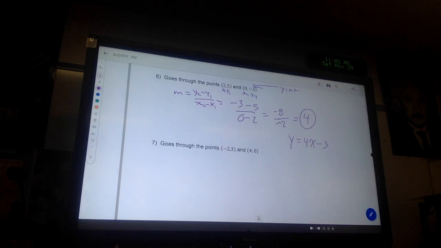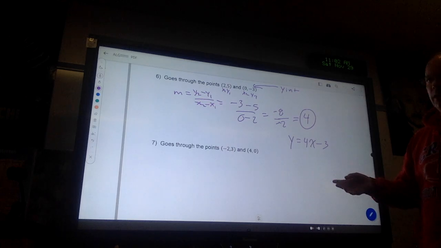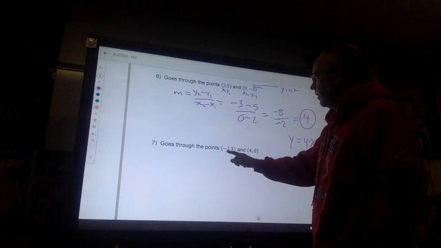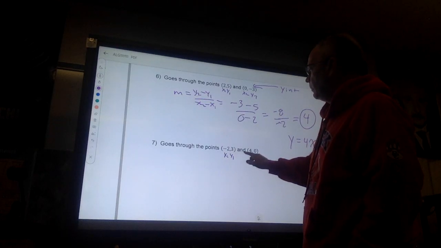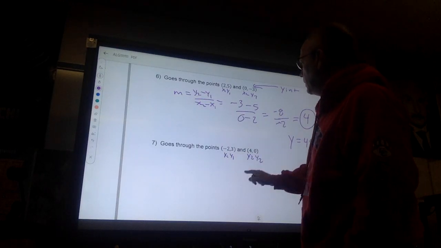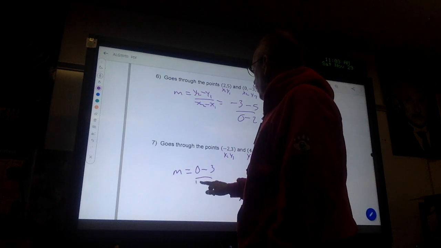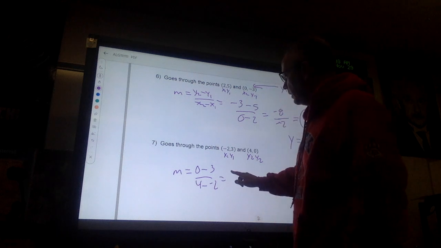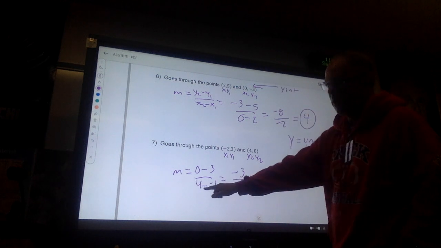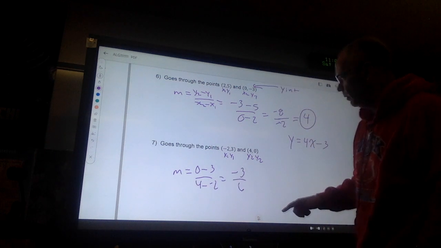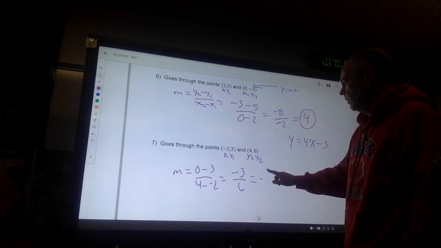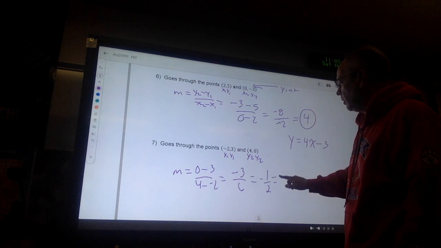It looks like in number 7 they give us the x-intercept, so we don't know anything about this one, so we're going to do it the same way. We're going to find our slope first, so x1, y1, x2, y2. So our slope is going to be 0 minus 3 over 4 minus 2. Actually, I'm going to get negative 3 over 6 because minus minus 2 is plus, so 4 plus 2. And I can reduce this to negative 1/2. So I know our slope.